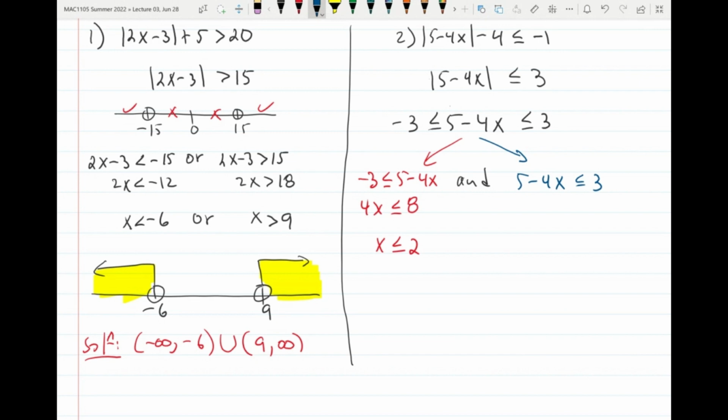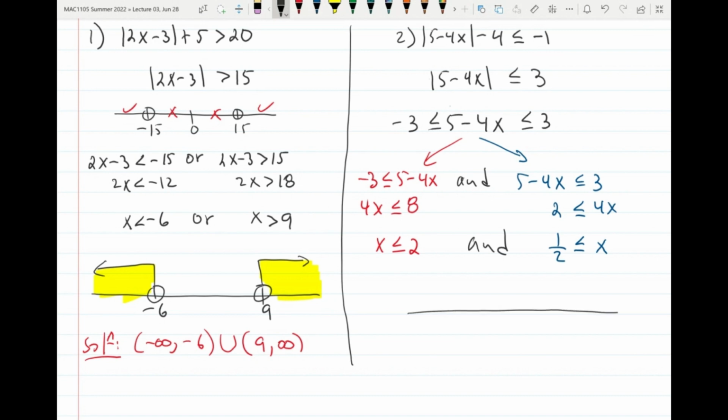Now here, I don't want to divide by a negative, so I'm going to move the 4x to the right and the 3 to the left. So I'm going to have 2 less than or equal to 4x. So x greater than or equal to 1/2. And you do this however you want, okay? This is just a matter of preference at this point. At the end, you have to have the same answer, of course.